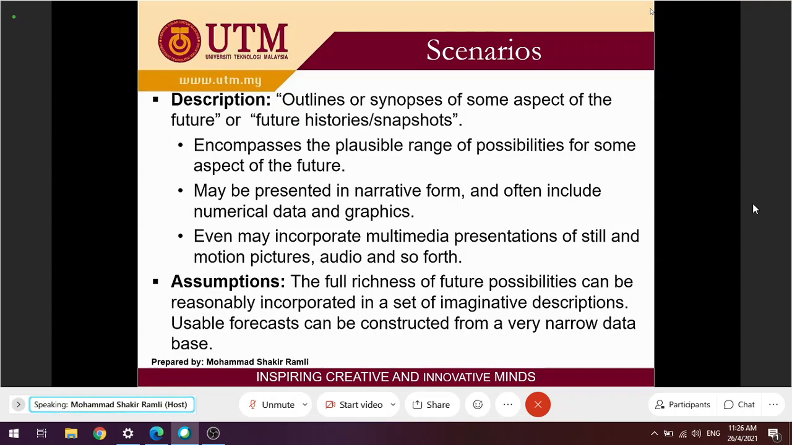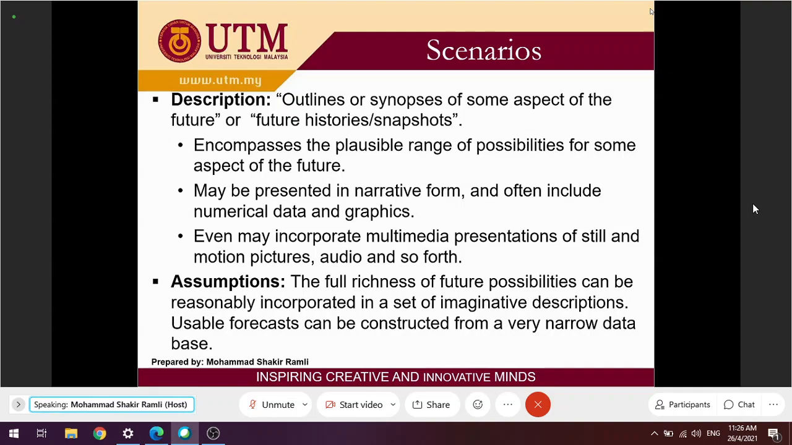So they use imagination in constructing a snapshot of the future, or future history. Yeah. Future history means a timeline in the future, what's going to happen next, phase by phase.